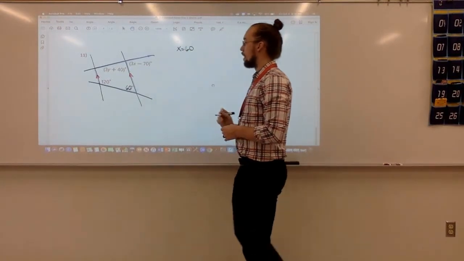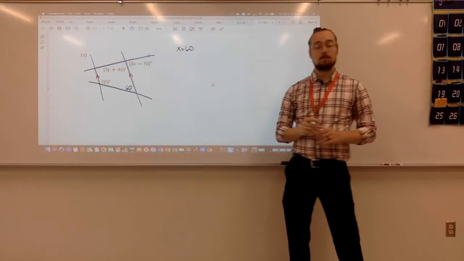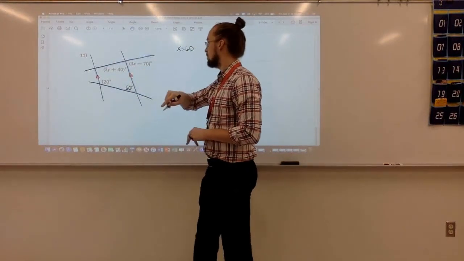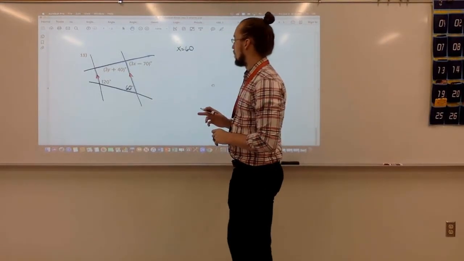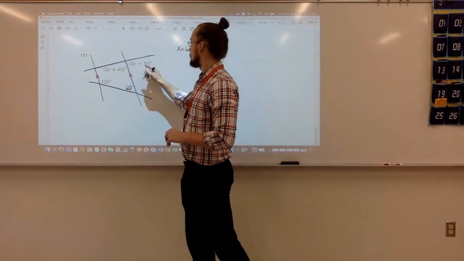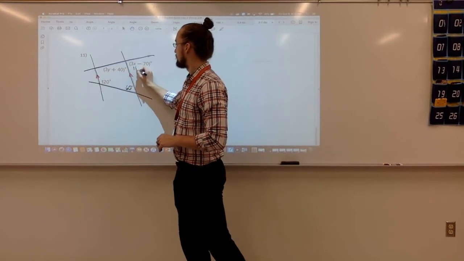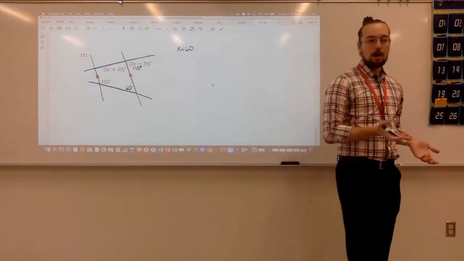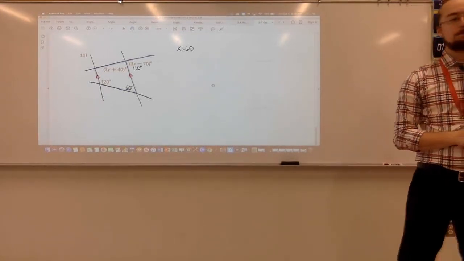So what can I do with that now? I can plug it into this one, right? So 3 times 60 is 180, minus 70 is 110. So if this angle is 110, now how can I use that to solve for what?